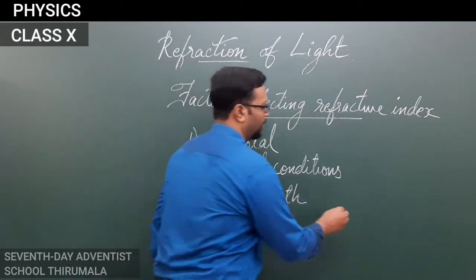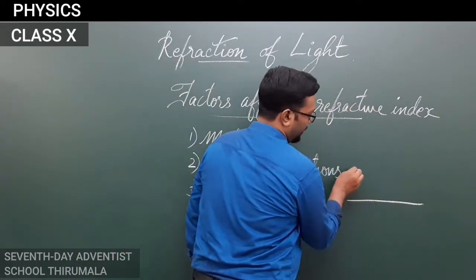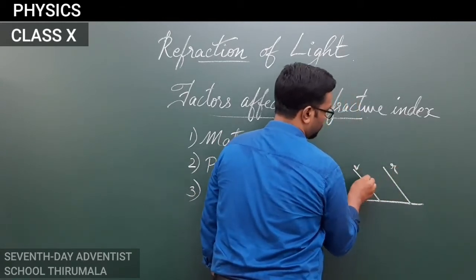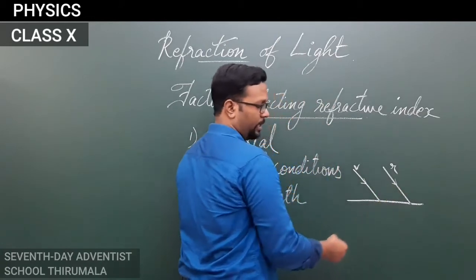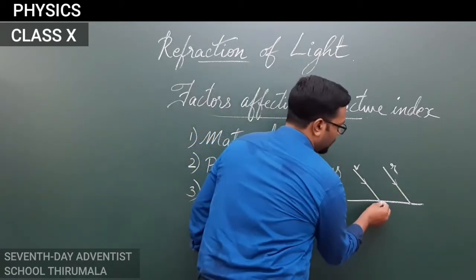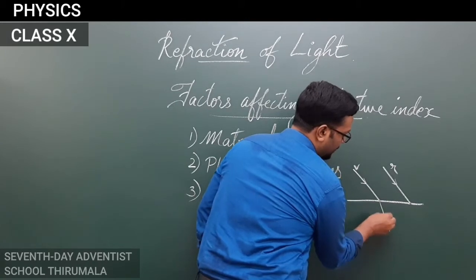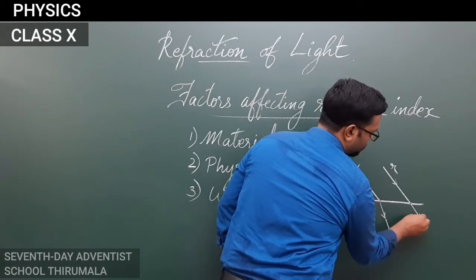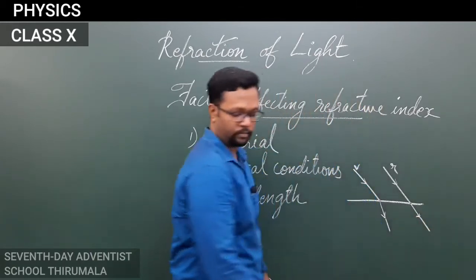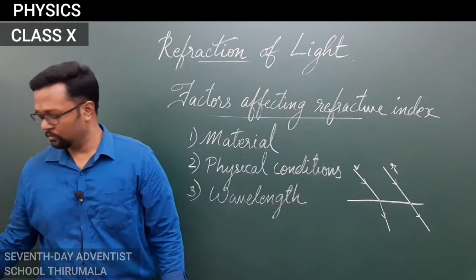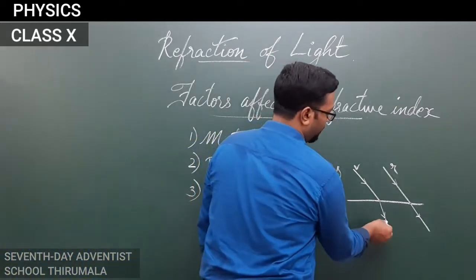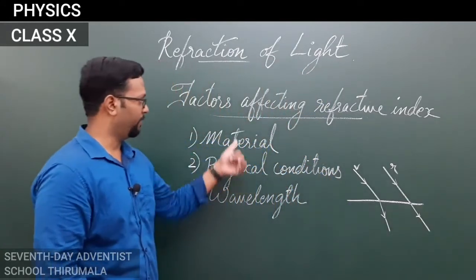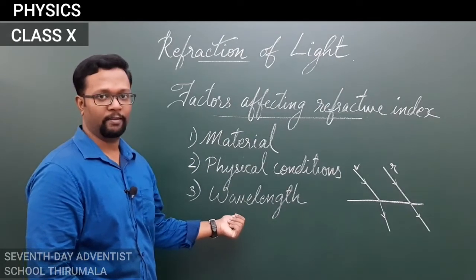Let there be a violet light ray and a red light ray travelling through vacuum, entering into a denser medium. The violet will bend more towards the normal than the red light ray. The violet light ray will be bending more than the red light ray. So refractive index also depends on the wavelength of light.